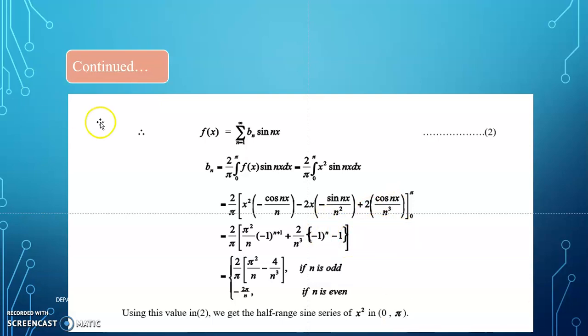So now combining both, we can write it as 2 by pi is common. Then pi square by n is common. Then minus 4 by n cube is common. If you substitute n as an odd value, then minus 2, so minus 4 by n cube will come. If n is an even value it becomes 0, so minus 4 by n cube. So from both terms we can take out the 2 by pi common: pi square by n minus 4 by n cube, if n is odd. Using this value we get the half range sine series of x square in 0 comma pi.